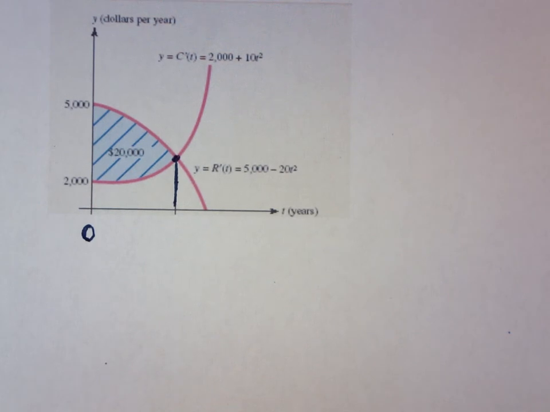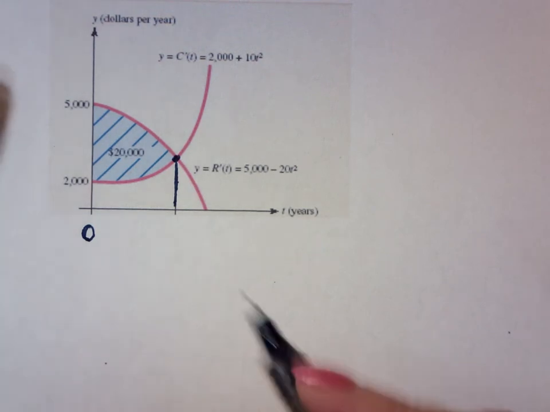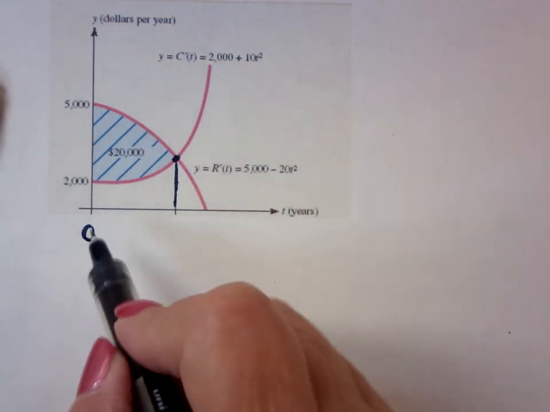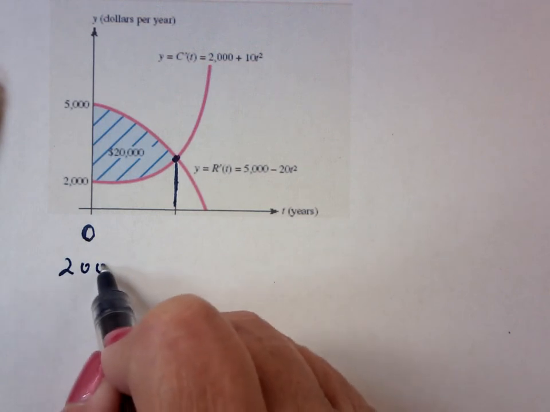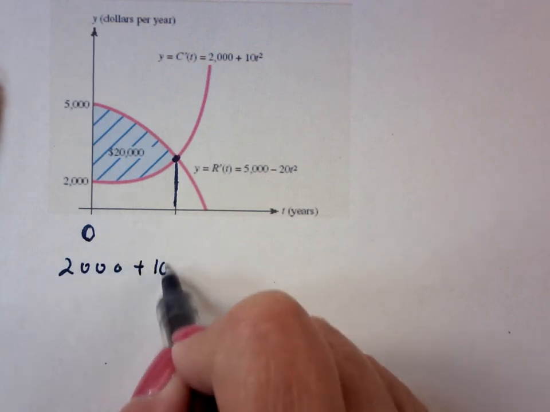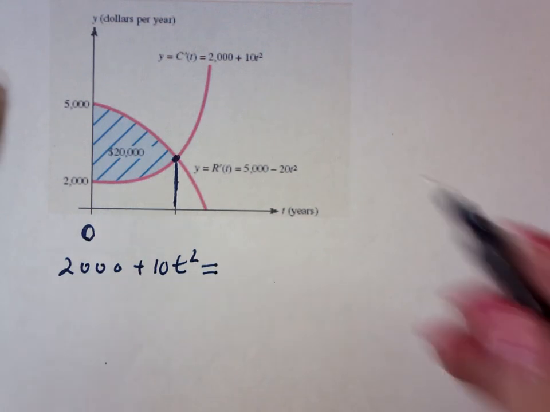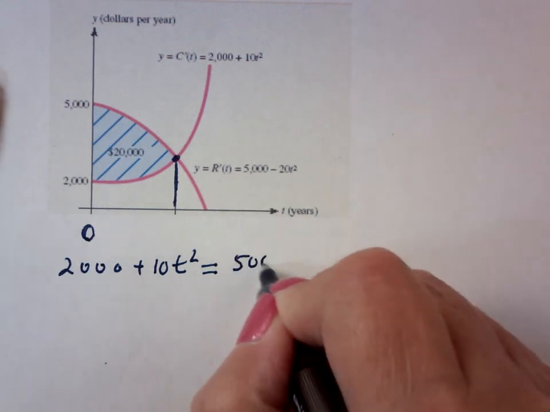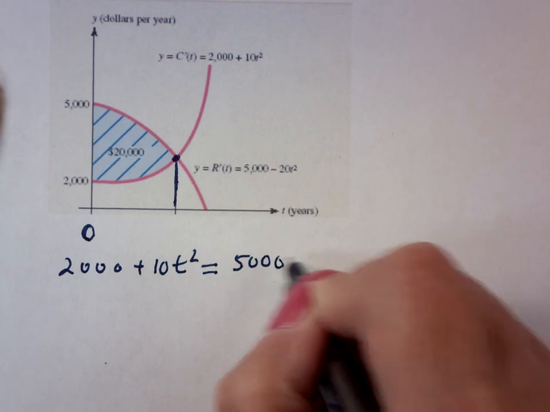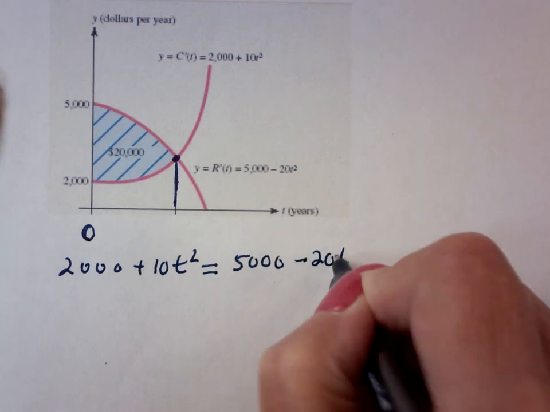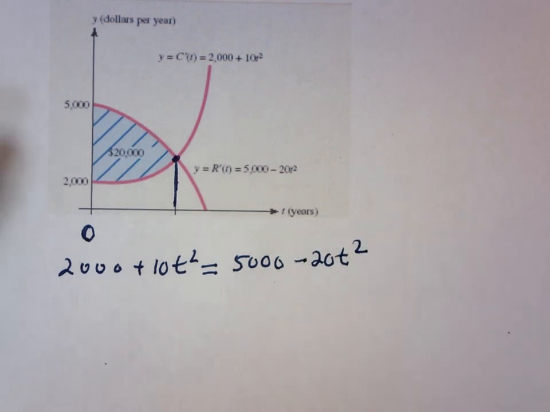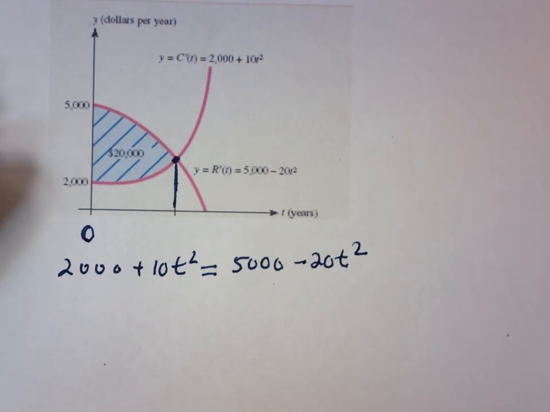Set them equal to each other. It's the intersection between the two graphs, right? So that's where that t value is, where 2,000 plus 10t squared equals 5,000 minus 20t squared. So I know it's from 0 to something.